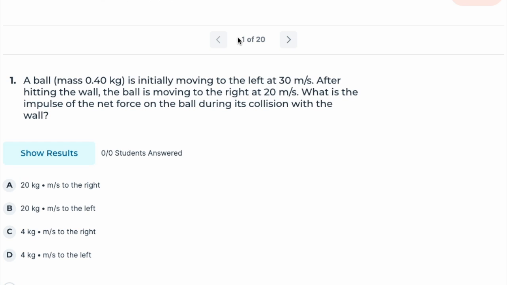Mass, 0.4 kilograms, is initially moving to the right at 30 meters per second. After hitting the wall, the ball is moving to the right at 20 meters per second. What is the impulse of the net force on the ball during its collision with the wall?